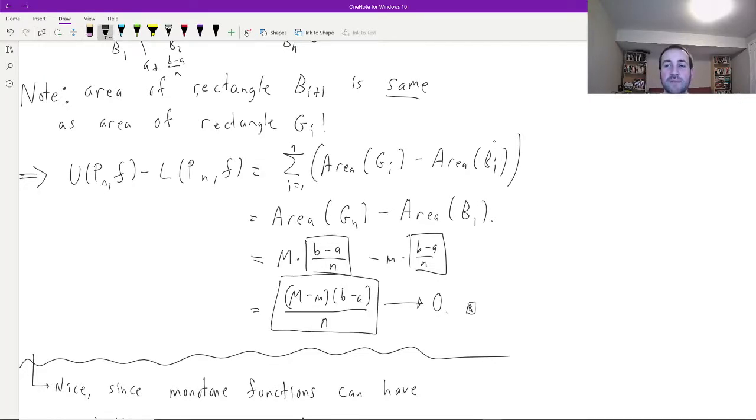And of course, capital M, little m, b, and a are all constants, and so as n goes to infinity, this difference goes to 0. And as we saw by our integration condition at the very end of the last video, if we can check that U(Pn, f) minus L(Pn, f) is going to 0 for any sequence of partitions Pn, then in fact that means that f is integrable. Okay, so we're done. So that's sort of a cute proof because we managed to get exact cancellation.